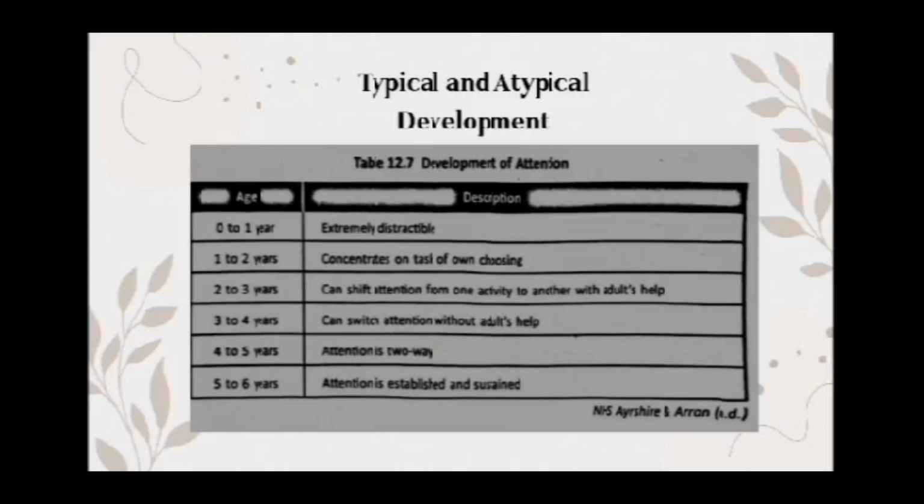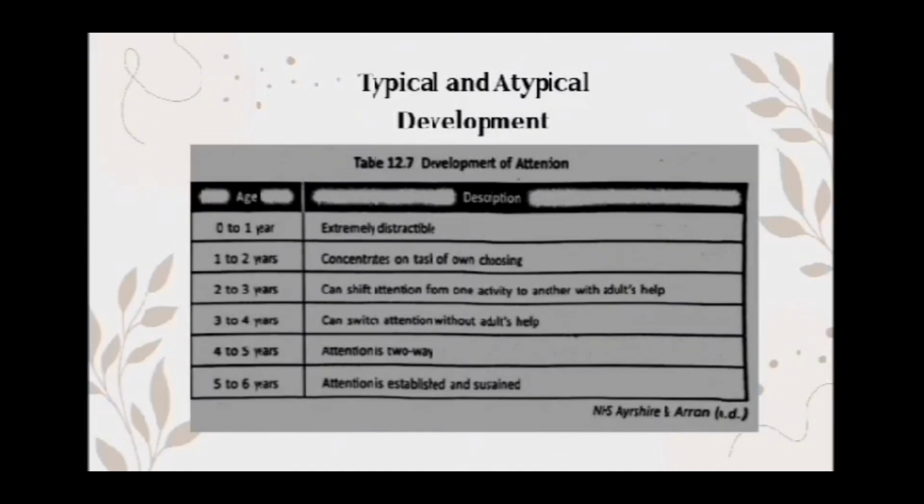So this table presents the typical development of attention and provides a detailed understanding of what to expect at each age range. But before that, what does this typical and atypical development mean? So typical, it refers to someone that shows the most usual characteristics of a person, while atypical development refers to a pattern of growth and development that differs significantly from what is considered typical or expected for a child's age and stage.